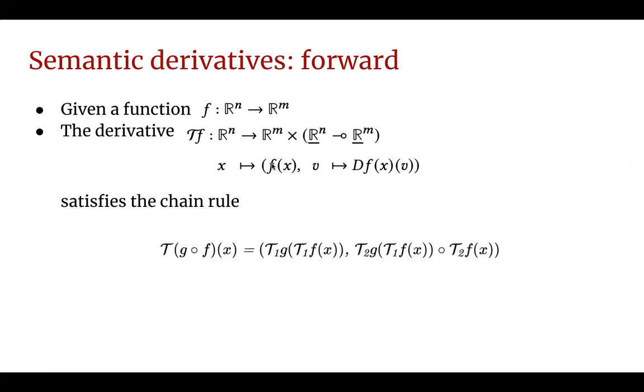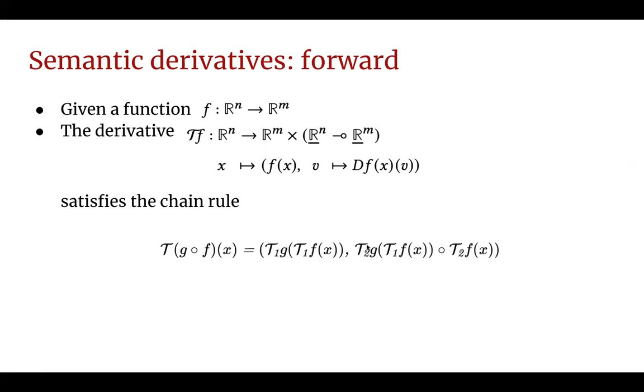And this again satisfies a chain rule, this derivative, except now the chain rule looks a bit more complicated. Right? You can write this chain rule as follows. So it says that T of G composed with F at X is T1 of G applied to T1 of F of X. So I write here T1 for the first component of T and T2 for the second component of T. So T1 of F is just F. T1 of G is just G. So this says G of F of X. And T2 of G is the derivative of G.